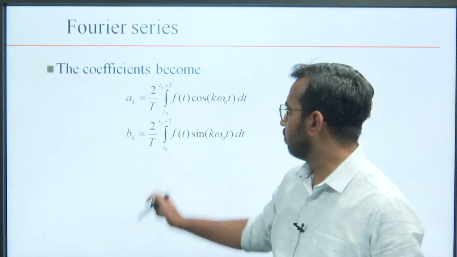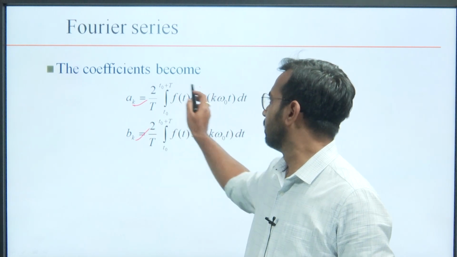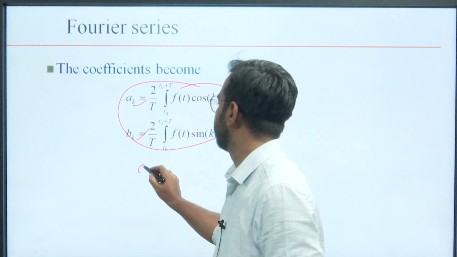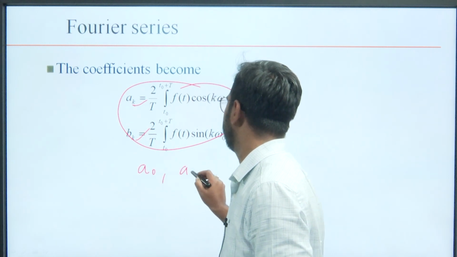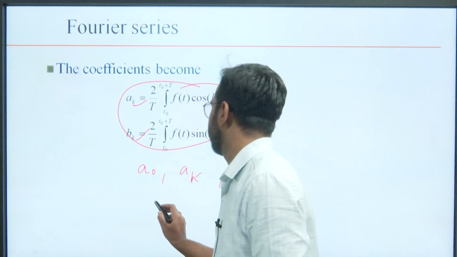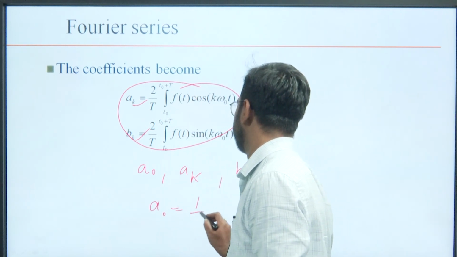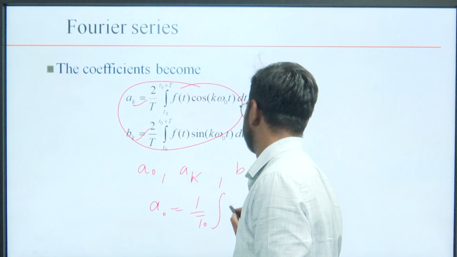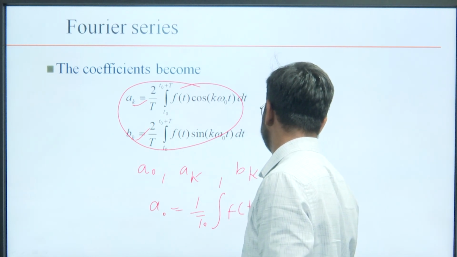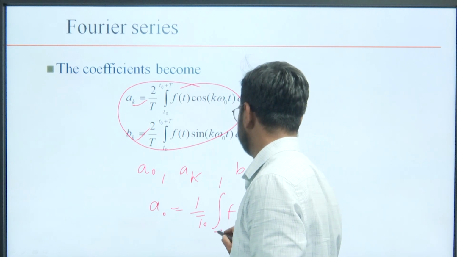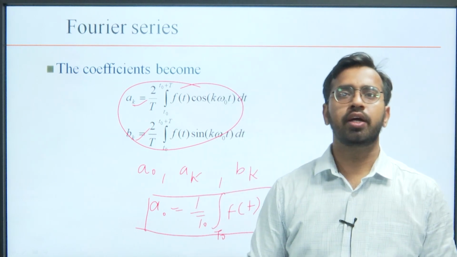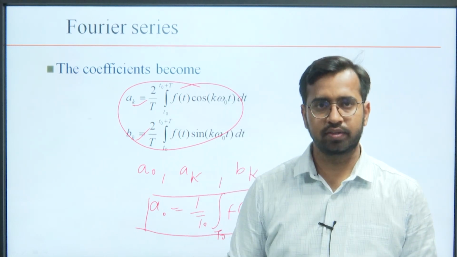So, these were the coefficients we were getting, AK and BK. We were having three things, A naught, AK and BK. AK and BK are already represented here. A naught was basically what? A naught was basically the average, or you can say the DC value of a given signal.